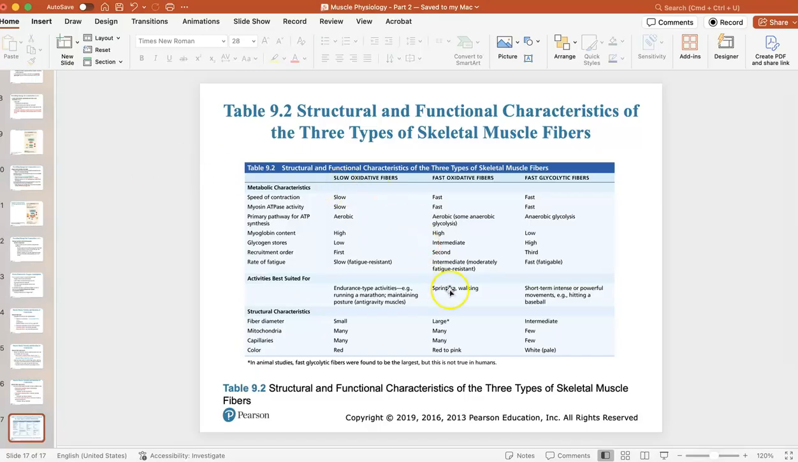So let me show you a couple things here. The column here in the middle is the 2As, the fast twitch oxidative. You've got your 1s here and your 2Bs over here. Now take a look at this down here, because this actually is important. A little asterisk here: in animal studies, fast glycolytic fibers were found to be the largest. But this is not true in humans. Now, let's look at that for just a quick second. Fast twitch glycolytics, they are the biggest in humans.